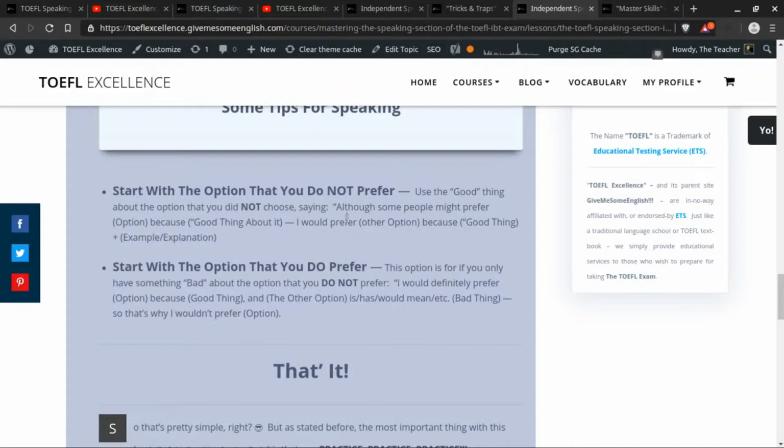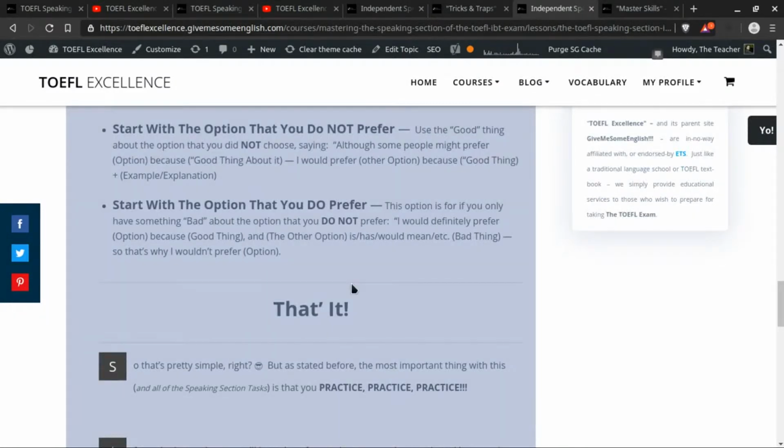And I give an example here of just a basic structure. It would say something like, although some people might prefer the first option because, and then you talk about the good thing about it, I would prefer the other option because of the good thing about that. And then, give an example or an explanation depending on how much time you have. Like with the example about moving far away from home to get a better paying job, or staying closer to home and accepting a lower paying job.